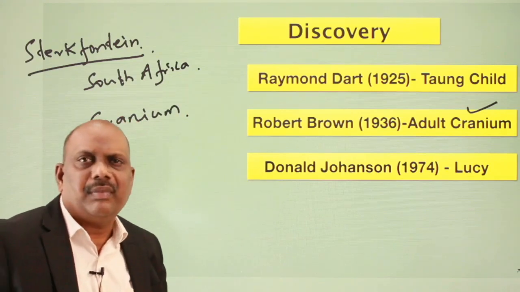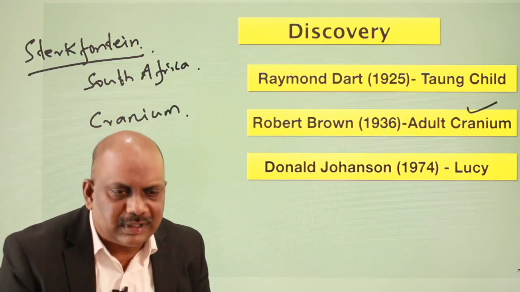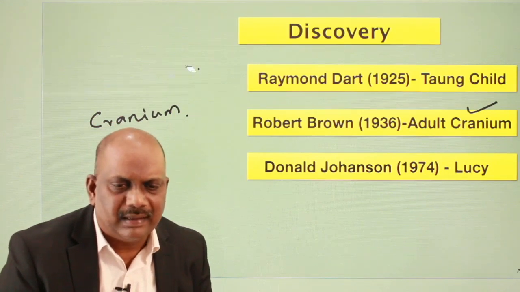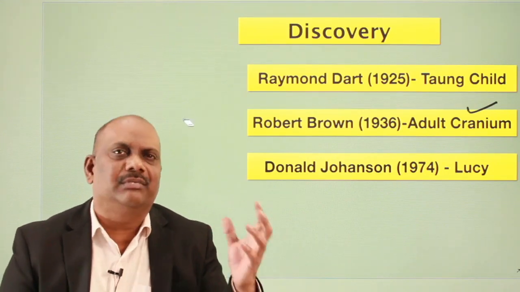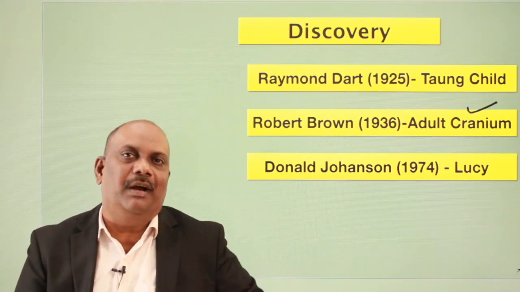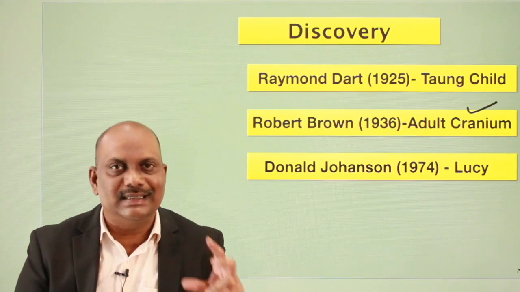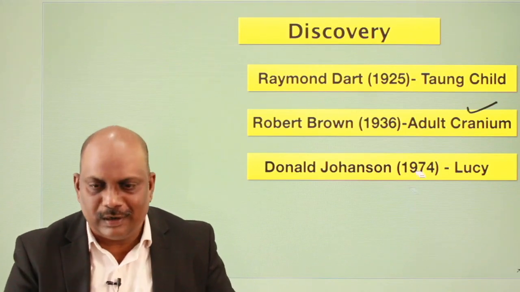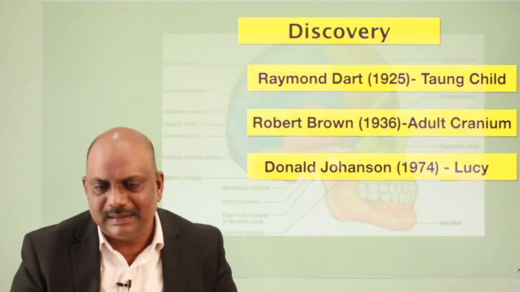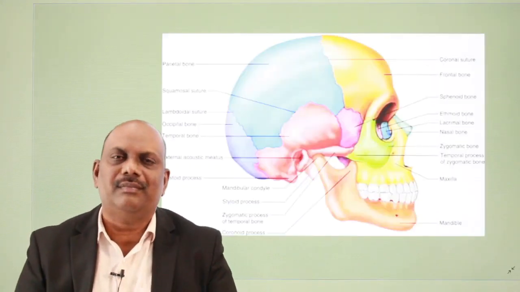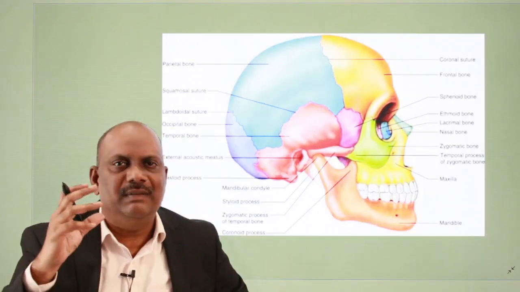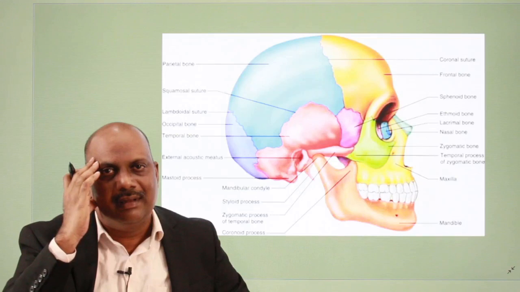Cranium. So cranium refers to the collection of a few bones which surrounds or envelops the human brain. It is not a single piece of bone. There are a number of bones which make the cranium. So cranium refers to a collection of bones which covers the human brain.